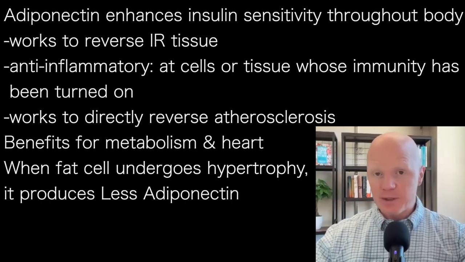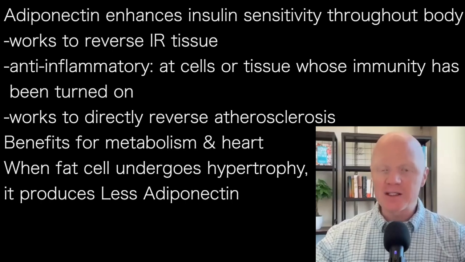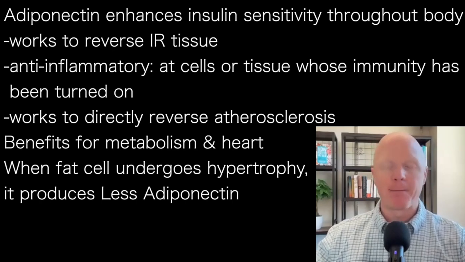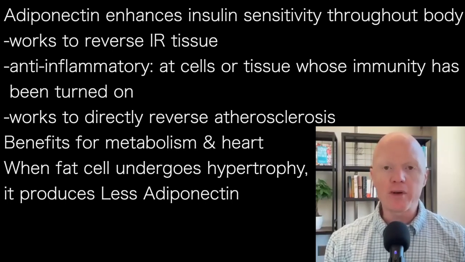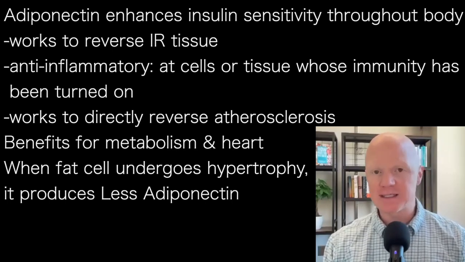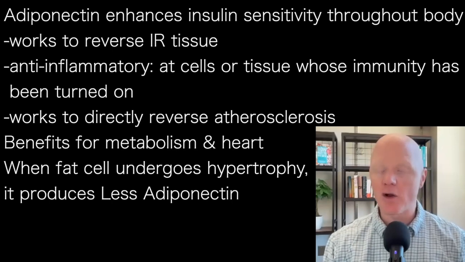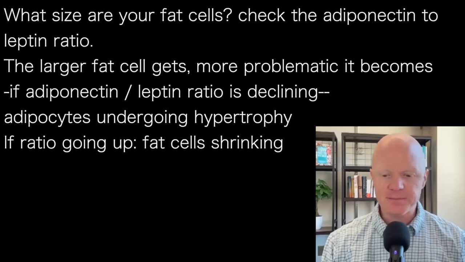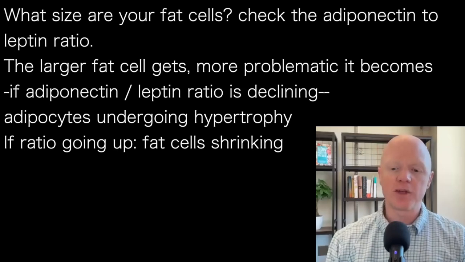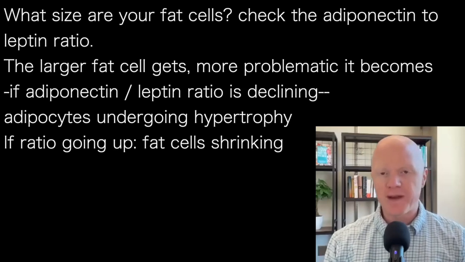Now, unlike leptin, as a fat cell is undergoing hypertrophy, it begins to produce less adiponectin. So more fat usually means less adiponectin, or I should say larger fat cells means less adiponectin. Now, with these two hormones in mind, one of the tools that my lab and other labs have used in order to have a surrogate marker of fat cell size is the adiponectin to leptin ratio.